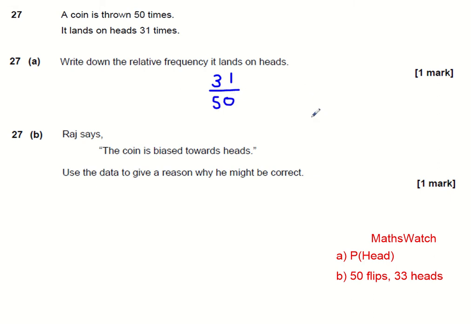Part B. Raj says the coin is biased towards heads. Use the data to give a reason why he might be correct. Well, in this case, if the coin was fair, you would have expected 25 out of the 50 because you'd expect a 50-50 split, an equal probability. So it would be 25 out of 50 if it was fair, but he actually got 31. So he got more heads than he would have expected, so it may be biased in favour of heads.